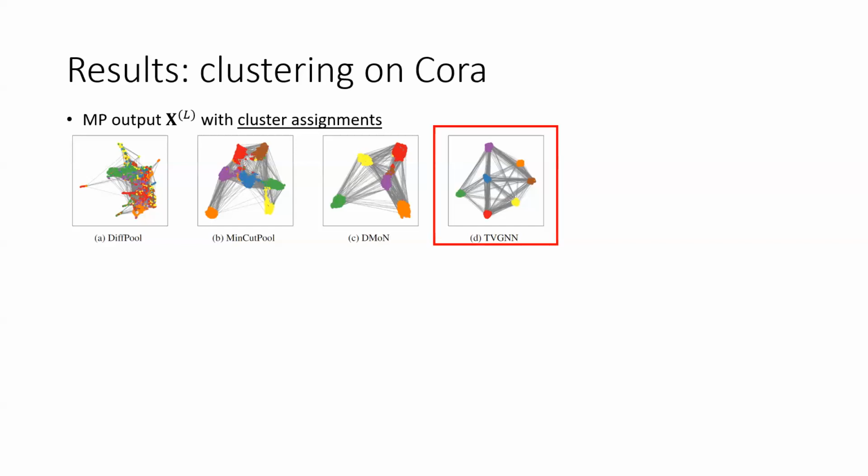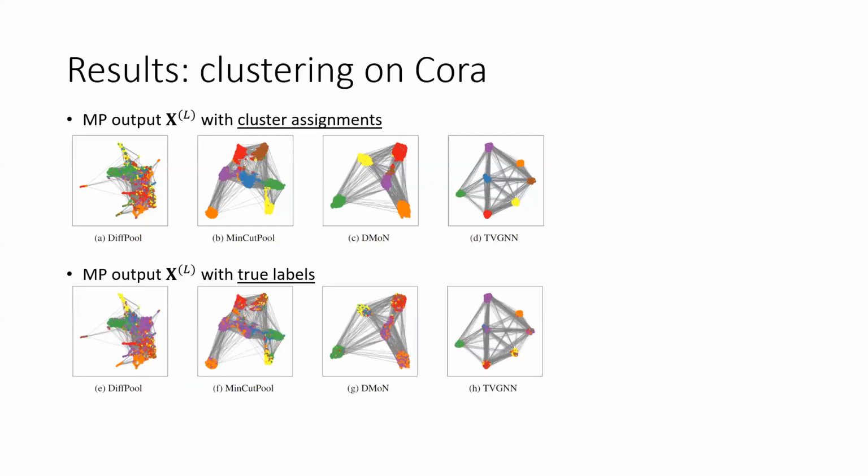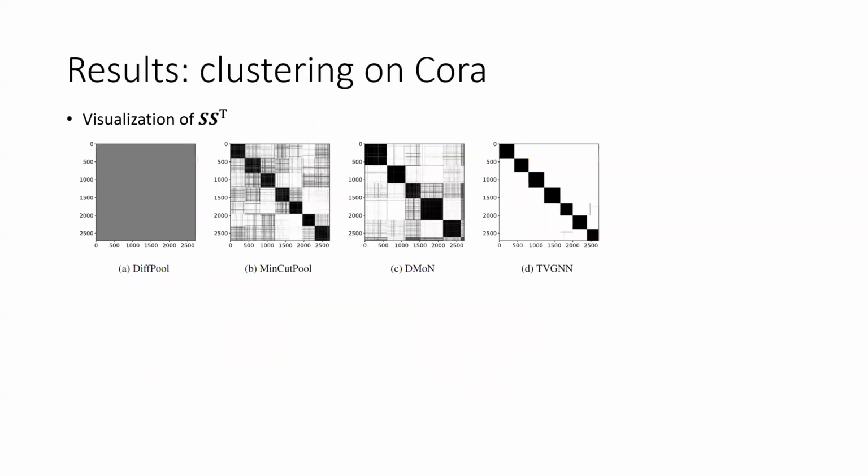We see that our method produces clusters that are compact and well separated. Next, we color the same data according now to the true class labels rather than the cluster assignments. In the other GNN models, the classes are all mixed up in the different clusters. On the other hand, TVGNN produces a much better correspondence between the clusters and the actual 7 classes.